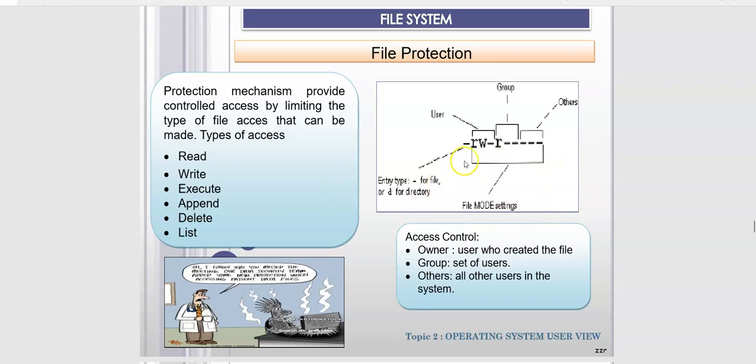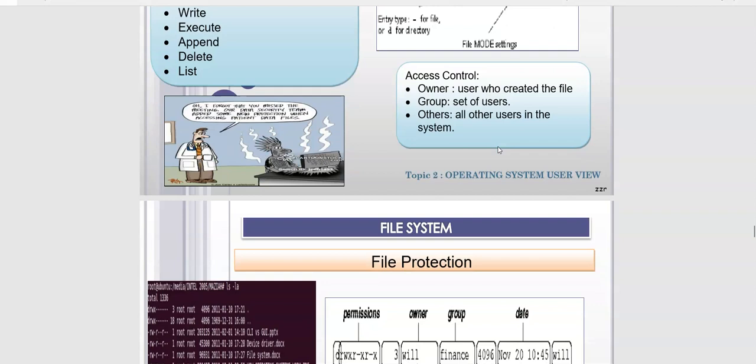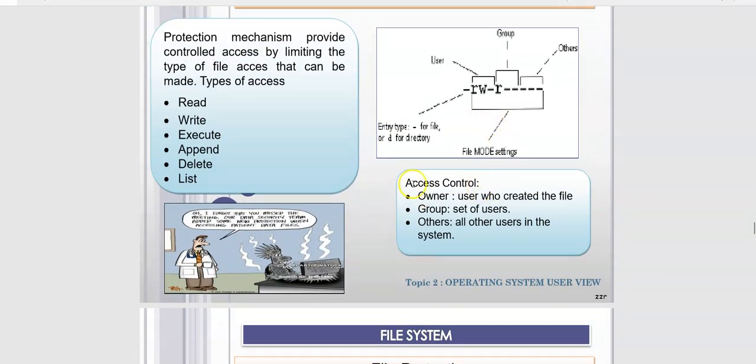If you can see here, the file protection is normally represented by R, W and X. For example here, this is what I mentioned just now. You are the owner of the file. If you want to set the protection of the file, you must set it for these three access levels. The first one is the owner, the second one is the group, and the third one is others. Access control for the owner: they must be the user who created the file.